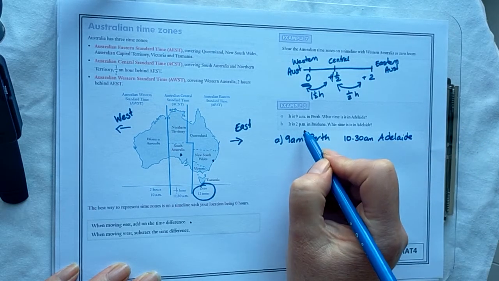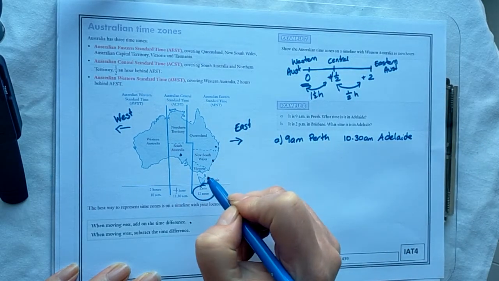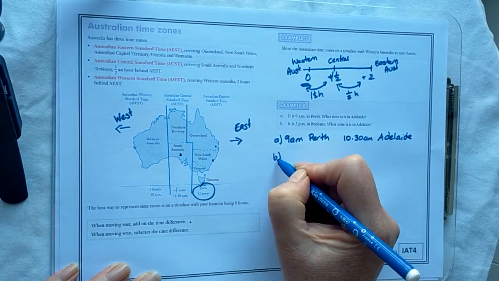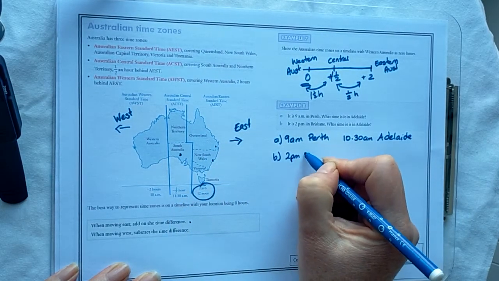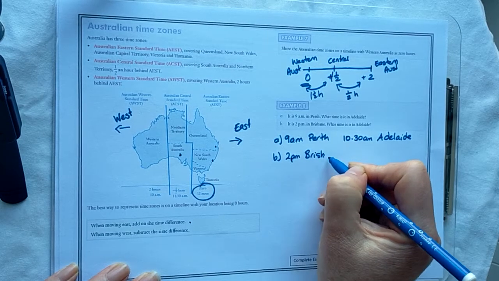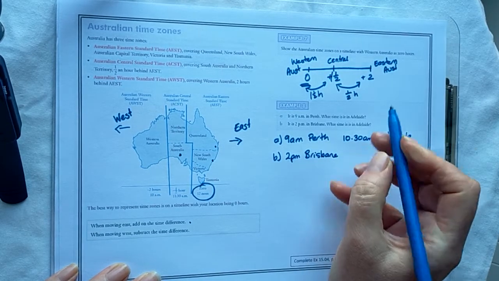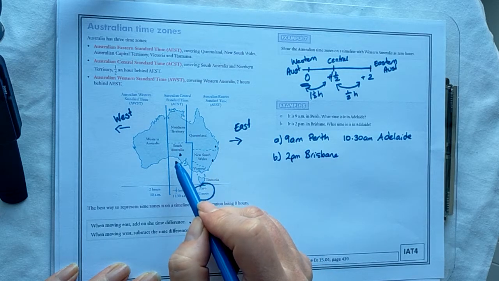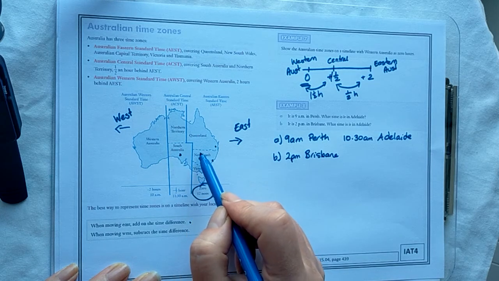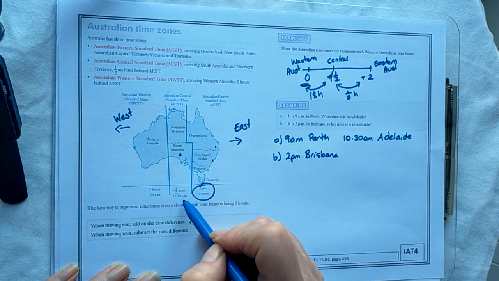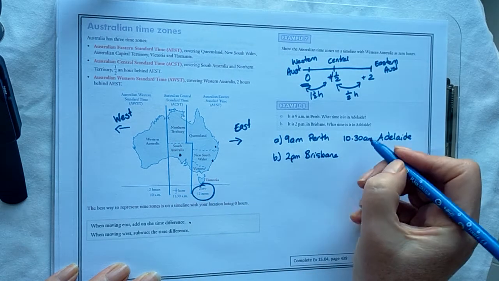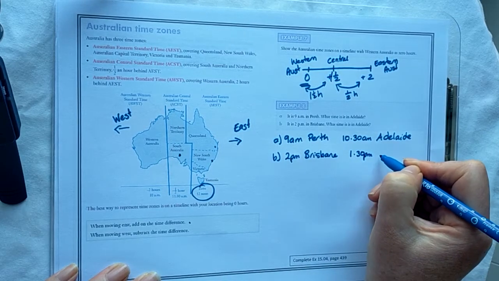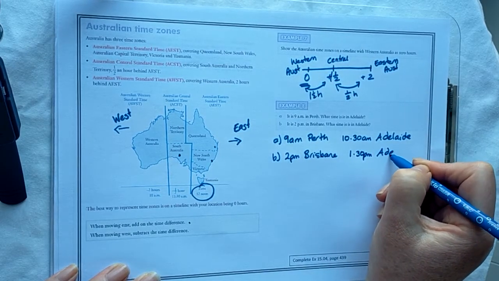If it's 2 p.m. in Brisbane, Brisbane's here, what time is it in Adelaide? So for B, 2 p.m. Brisbane. So 2 p.m. in Brisbane, there's only a half hour time difference from Brisbane to Adelaide, and they are half an hour earlier. So it's going to be 1:30 p.m. in Adelaide.